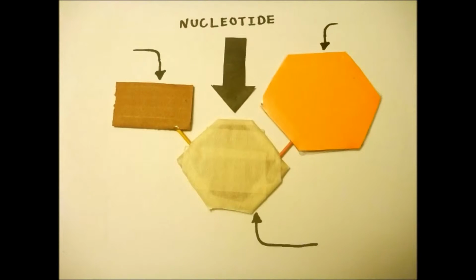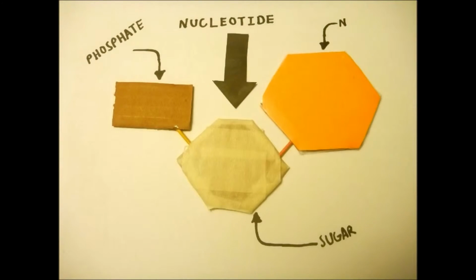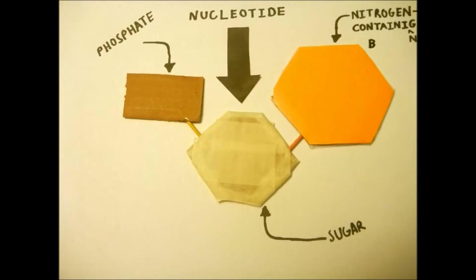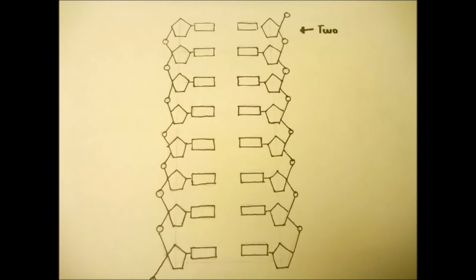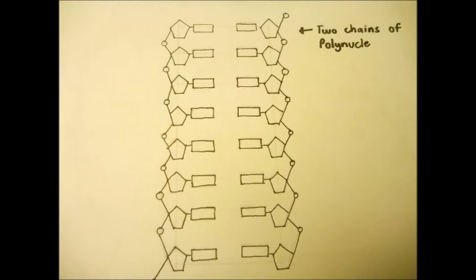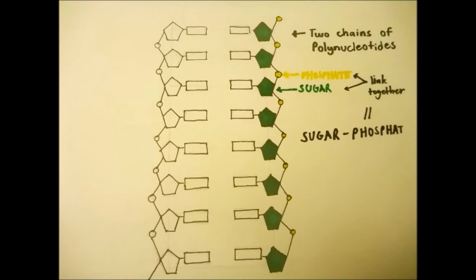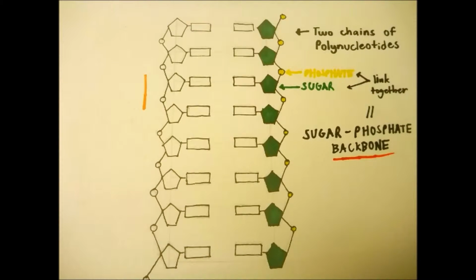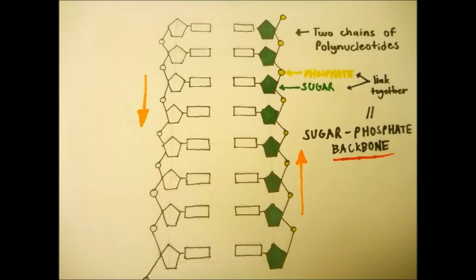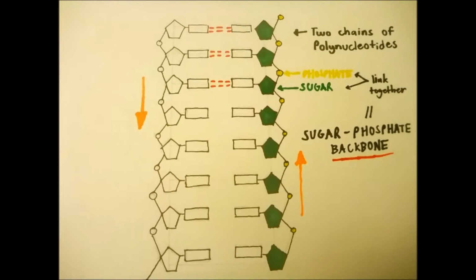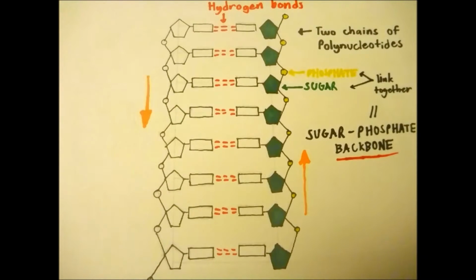A nucleotide is made up of a phosphate, a sugar, and a nitrogen-containing base. A DNA molecule is composed of two chains of polynucleotides. On each chain, the sugars and the phosphates link together to form a backbone, hence the name sugar-phosphate backbone. These chains run in opposite directions. One goes up and the other goes down. That's called antiparallel. Hydrogen bonds between the bases of nucleotides hold the two chains together.